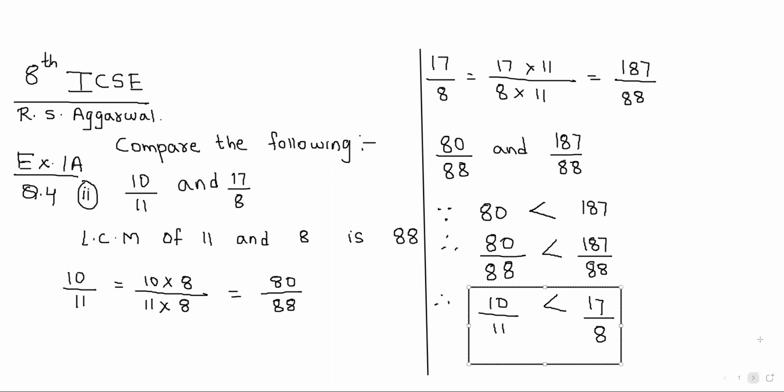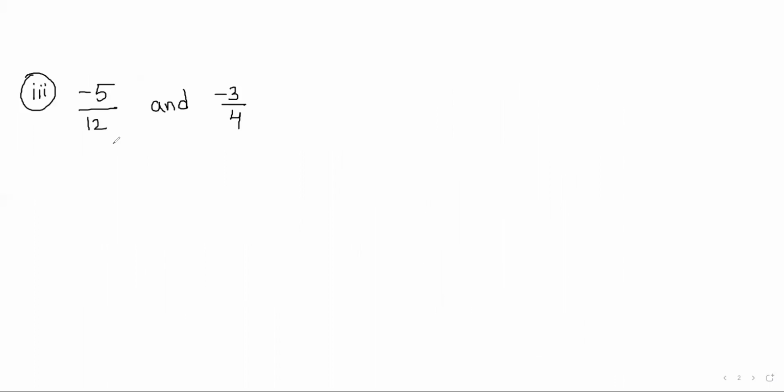Now, we'll go to the next sum, that is minus 5 by 12 and minus 3 by 4. Are the denominators same? The answer is no. So we will make them same. Now, here, look at the denominator, students. What is the denominator here? 4. And here, what is the denominator? 12. Can we multiply anything to 4 and make the denominator 12? Answer is yes. 4 into what is 12? 4 into 3 is 12.